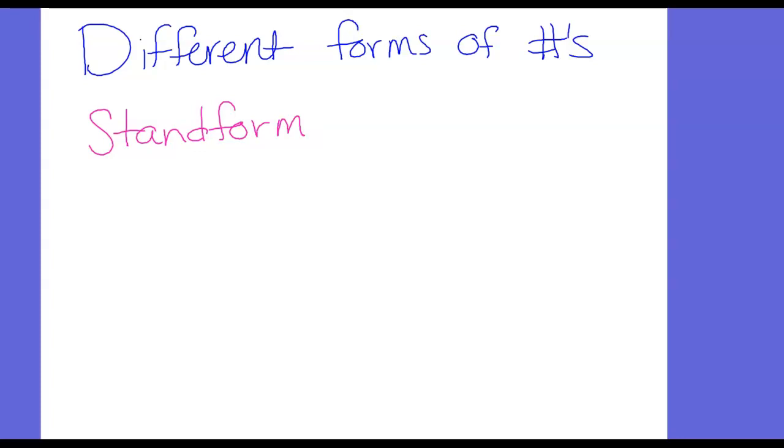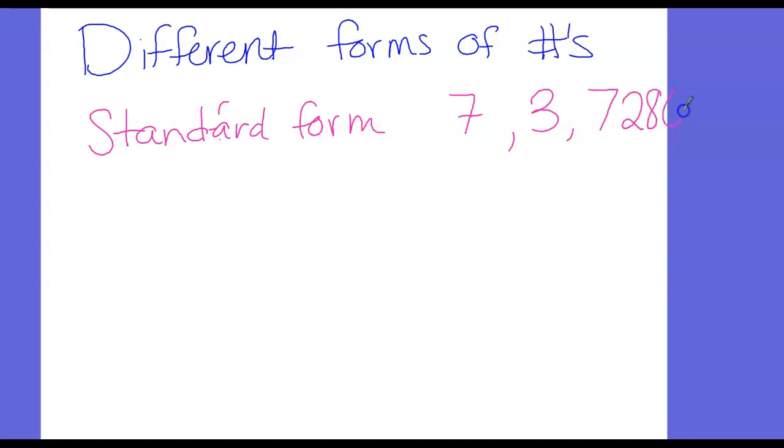What's a number in standard form? 7. Okay, what's another one? Haley, what's another number in standard form? 3. Okay. Give me one that's in the thousands. Dalton. 7,000. 7,280. Okay. So those are all numbers in standard form. These are the ones that we typically work with.